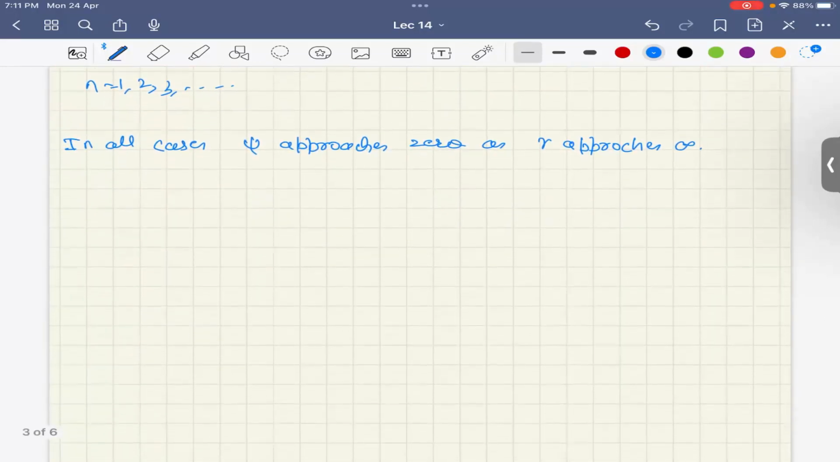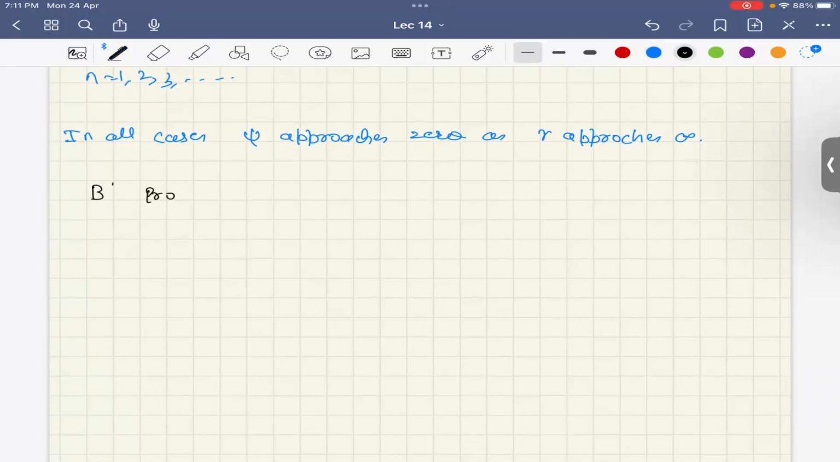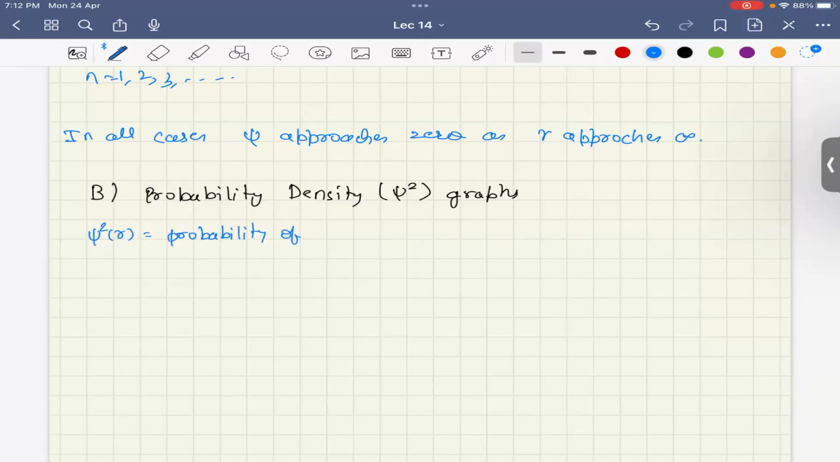So part B is going to be probability density graphs. What is probability density? It is nothing but psi square, right? So according to the German physicist Max Born, the square of the wave function gives the probability density of finding the electron at a particular point, at a distance of r from the nucleus.